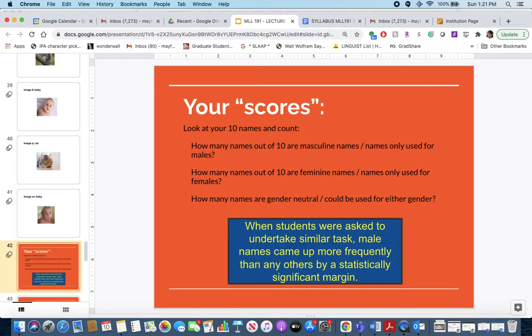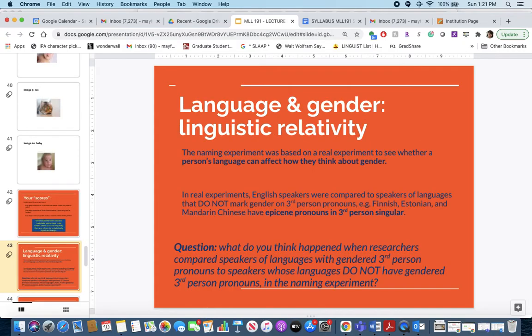They actually did this experiment in England. When the students were asked to undertake this task, the male names came up more frequently by a statistically significant margin. They surveyed hundreds of students, and they came up with more male names for these pets and for these babies than female names. So the naming experiment is kind of an experiment to think about how language can affect how you think about gender. What are these perceptions of gender? What is the cultural value of gender based on how they use these names?